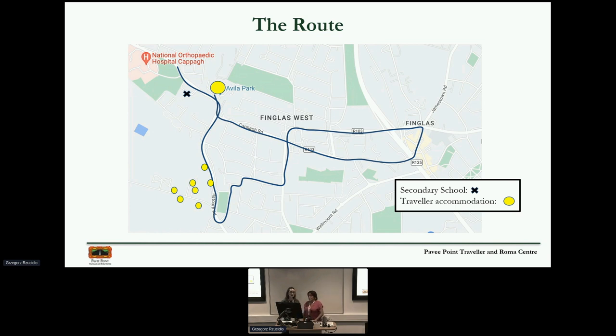So that could be official accommodation like a group housing scheme. It could be unofficial. It could be a roadside. There are many different types. It could be travellers living in standard accommodation as well.